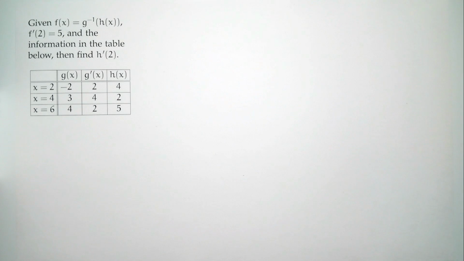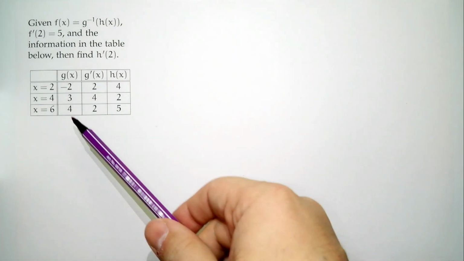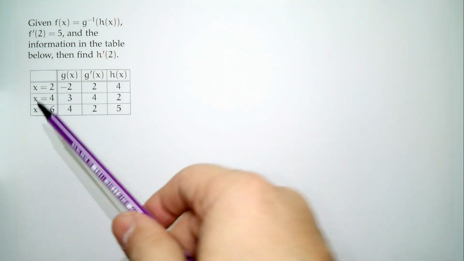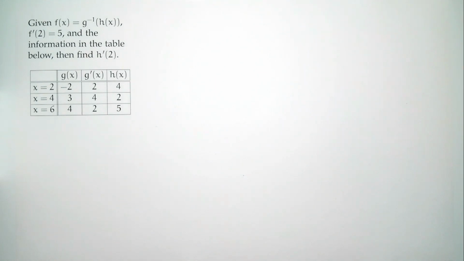But first, a problem. So suppose we have the following. F of x is said to be g inverse of h of x, and f prime of 2 equals 5. And then we have a bunch of information about g, g prime, and h at various values of x, and we're asked to find h prime of 2. Now this particular question is from a recent final exam, which means this is the kind of question which we could reasonably ask you at exam time. So let's think about it. How can we do this?